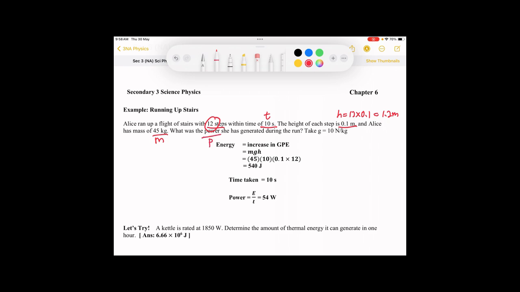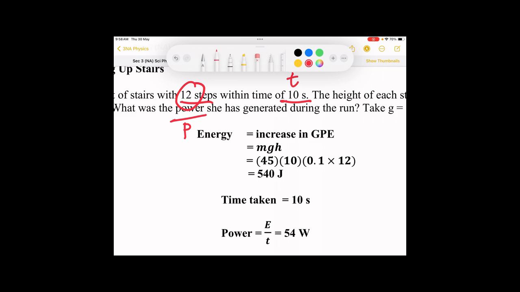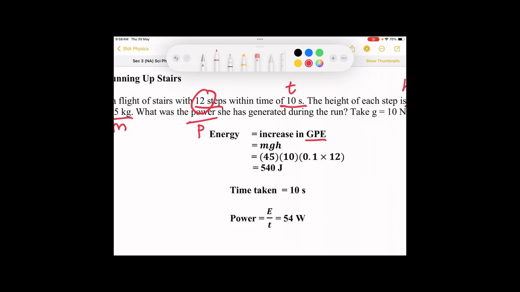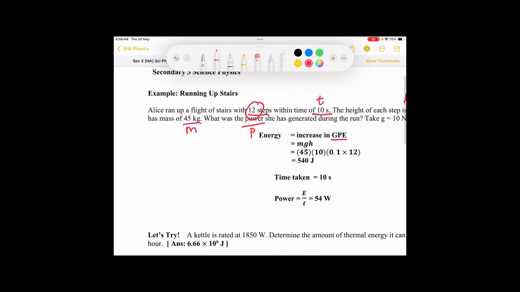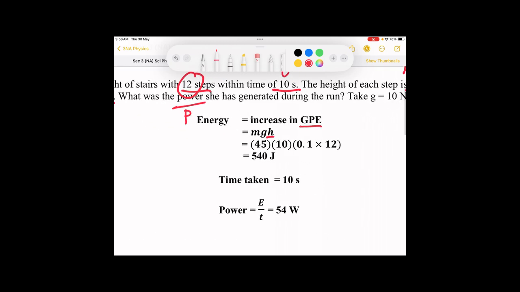So how fast is she generating energy? So we look at energy as the gain in the energy in gravitational potential store because she's climbing, right? She's ascending, she's getting higher and higher. mgh. So bear in mind that this h is 12 steps. So 0.1 times 12, that gives me 540 joules. That means within the timing of 10 seconds, she outputs an energy of 540 joules.